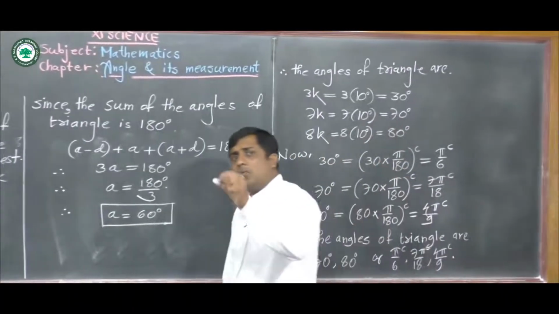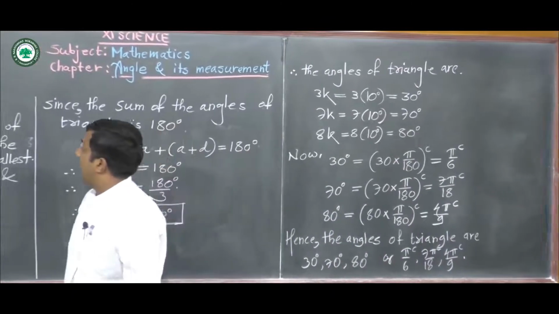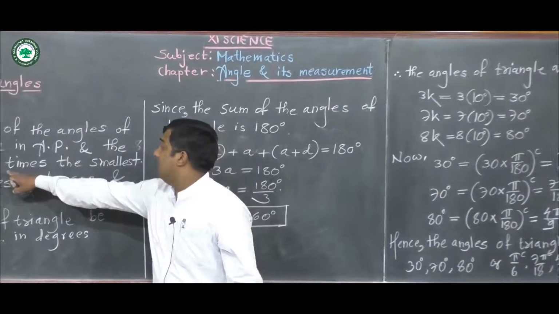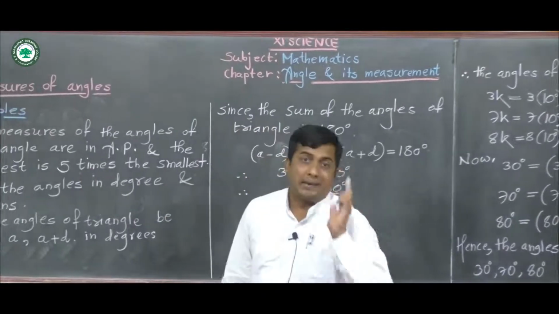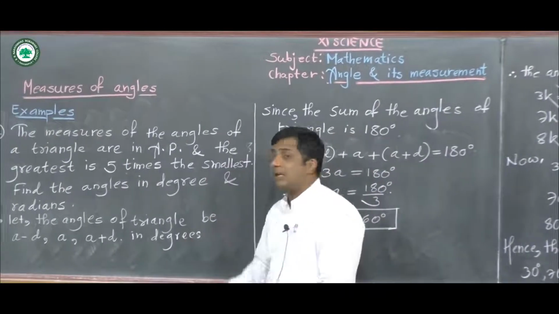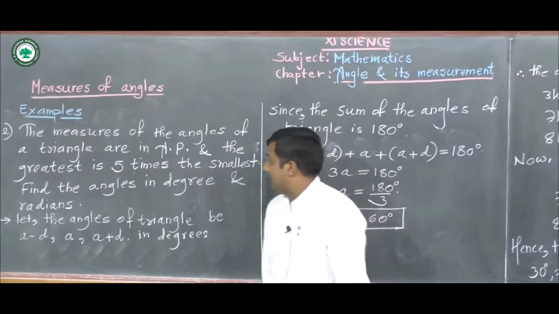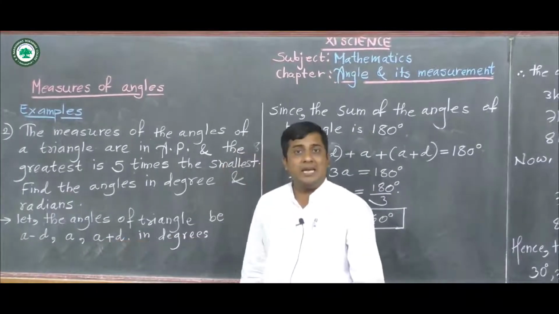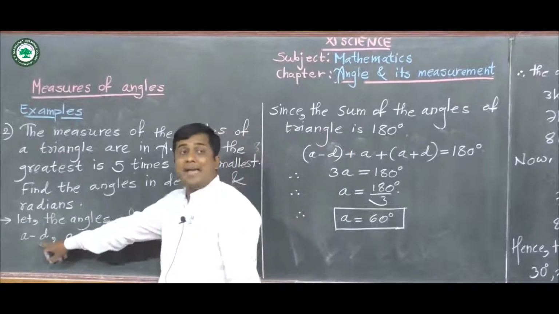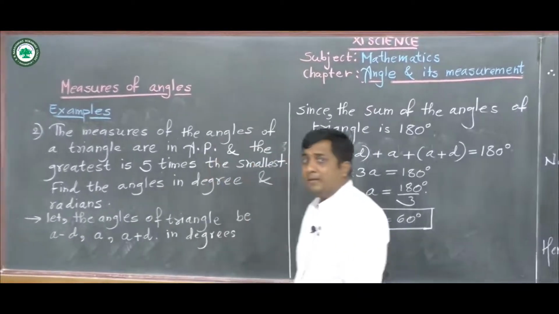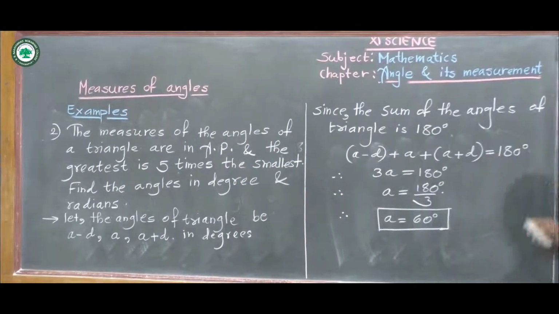Here another relation is also given: the greatest angle is 5 times the smallest. We know the greater angle is A plus D and the smaller is A minus D. So by using this we get another relation.